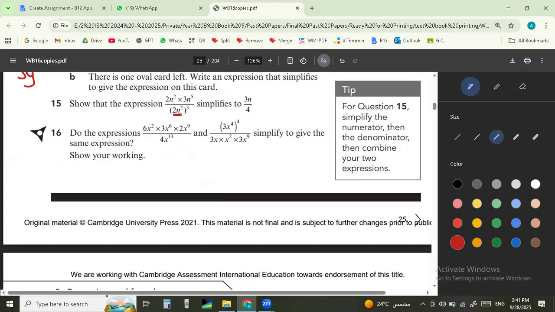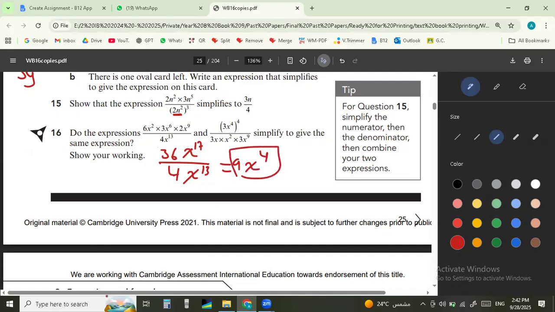Let's do it. Here, they want you to show that this and this simplify to give the same expression. Show your working. So just multiply 6 by 3 by 2, which is going to give you exactly 36. x to the power of 2, x to the power of 6, x to the power of 9: add the indices. 2 plus 6 is 8, plus 9 is 17, over 4 x to the power of 13. What is 36 divided by 4? 9. What is x to the power of 17 over x to the power of 13? x to the power of 4.